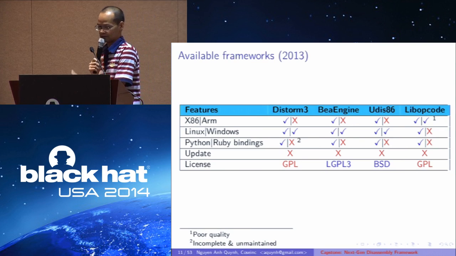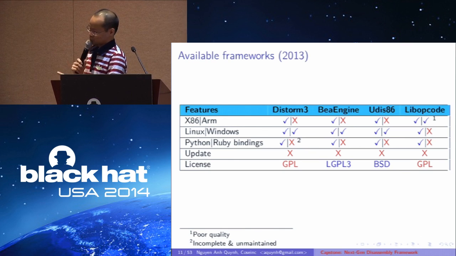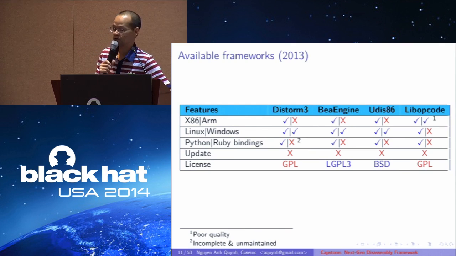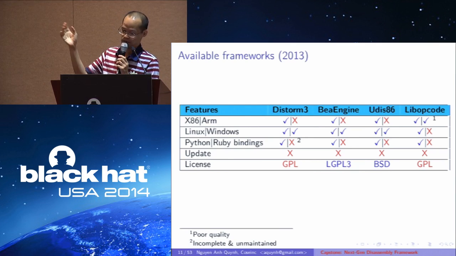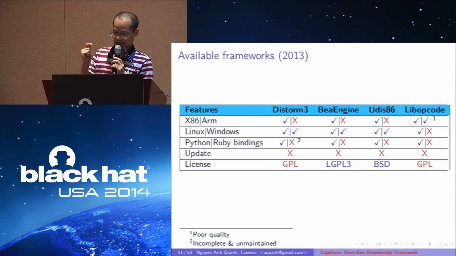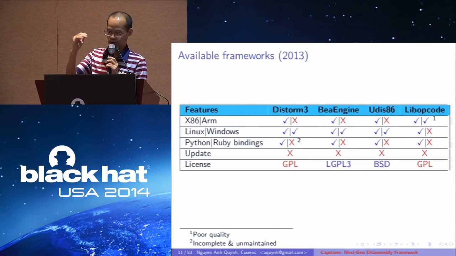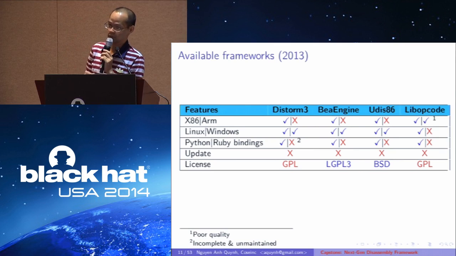To prove that, I have a slide. You can see I show you all of the popular frameworks that a lot of programs are using now. Here I only list the most popular ones: DStorm, BEngine, UDIS86, and libopcode. Libopcode is actually very popular, but probably not many of you know. Libopcode is a framework running under all the GNU tools, GDB, ObjectDump, all of those GNU tools on Linux, on Unix, and so on are using libopcode.